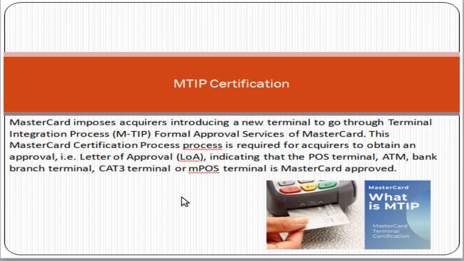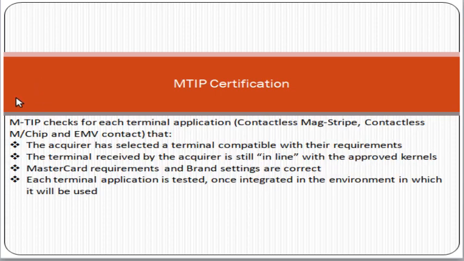So actually, they give you a test script, which you have to execute using the POS devices or ATM devices, and you have to pass all those test cases to show that you have a valid and certified terminal, POS or ATM. Now MTIP checks each terminal application: contactless Magstripe, contactless M/Chip, and EMV contact. All these types of transactions are included.